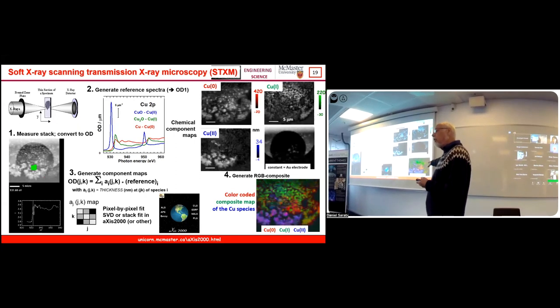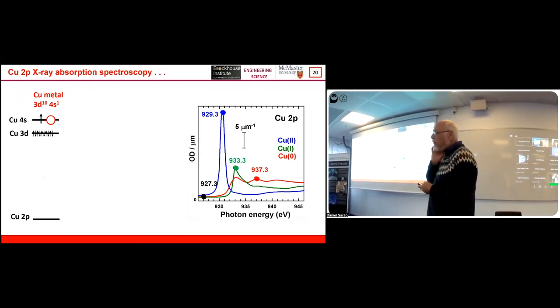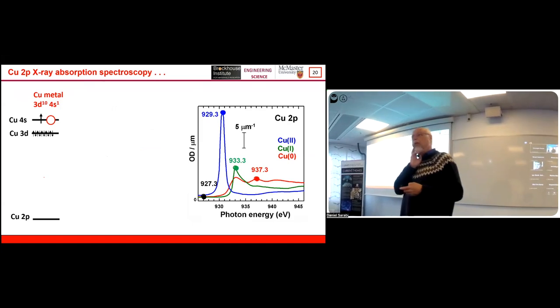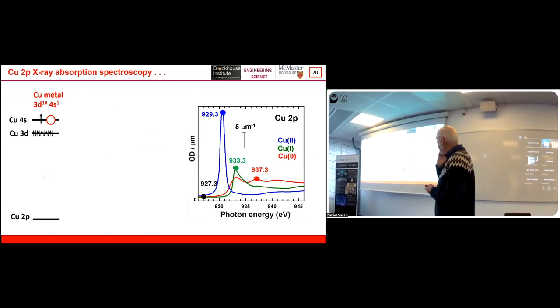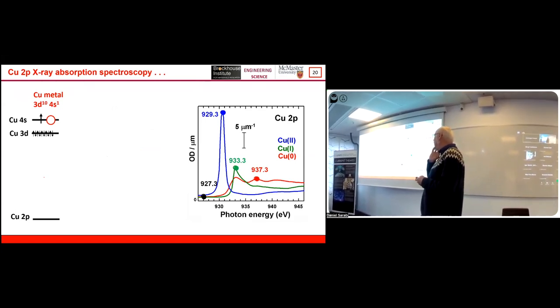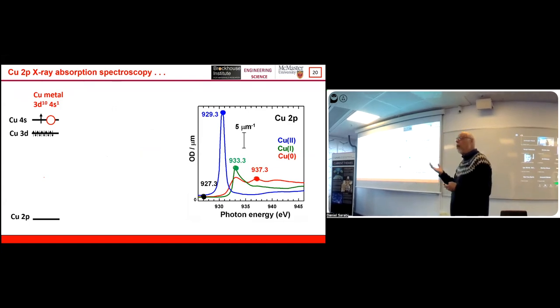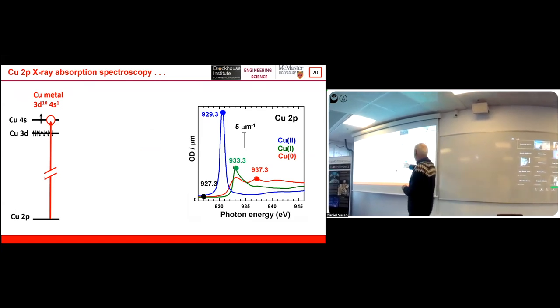happening. And so what you'll be seeing is an awful lot of these color composites and not an awful lot of raw spectra. Okay, so a little segue into spectroscopy. The copper 2p edge is just beautiful for studying the issue of oxidation states of copper catalysts. And why? Because if you look at copper metal, it's got a 3d10 4s1 configuration, and there's only that 4s hole that you can transition into. And that's this big broad peak here.